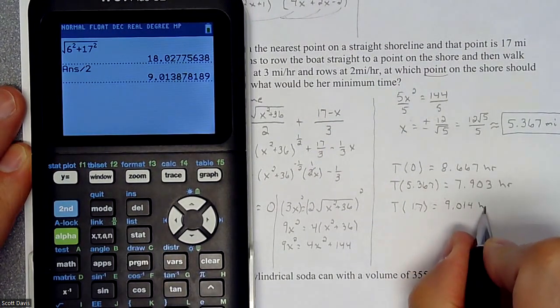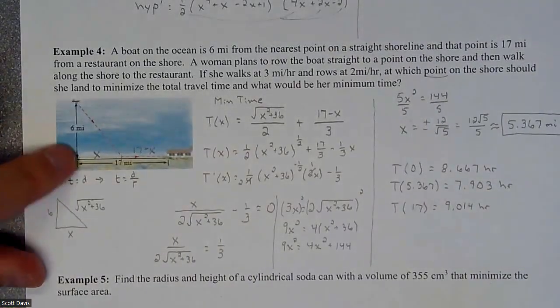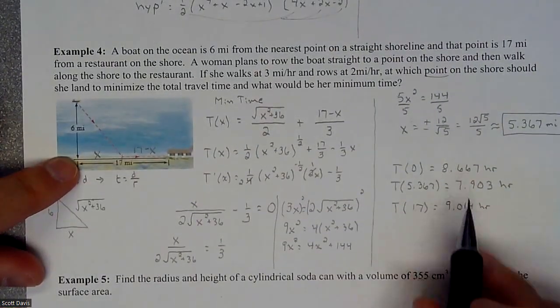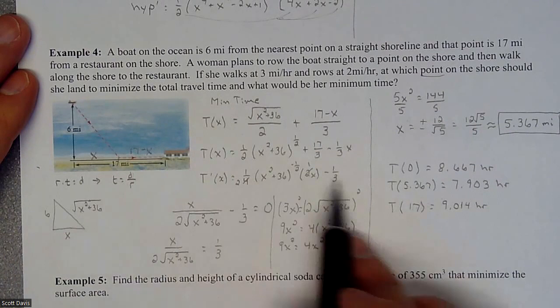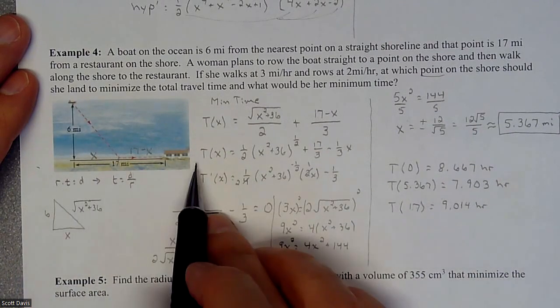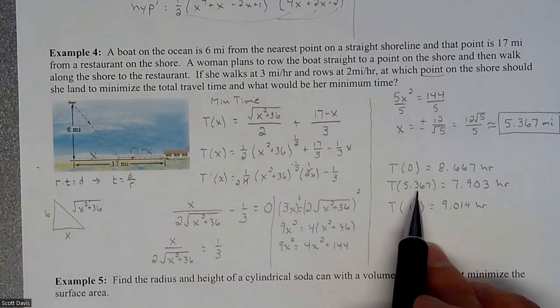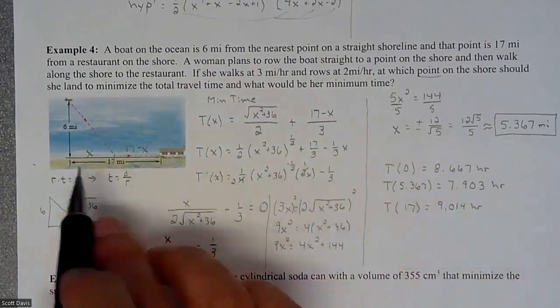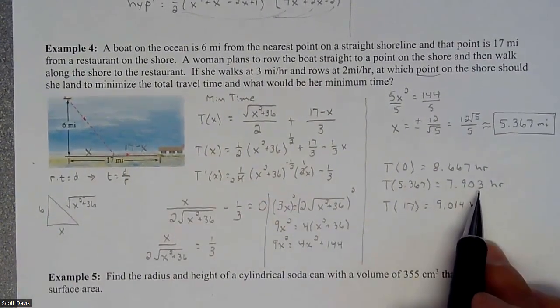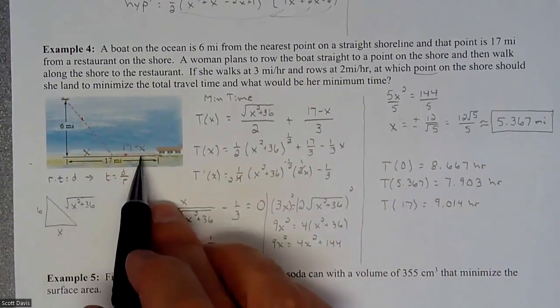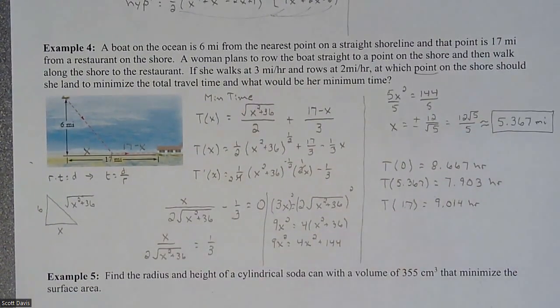And so if she went straight across, it would take her 8.6-ish hours. If she rowed the whole thing, it would take her 9 hours. But if she did a combination of the two exactly at that distance down the coast, that would be her best time. If she went a little bit shallower or a little bit further, those times would be a little bit bigger than that.